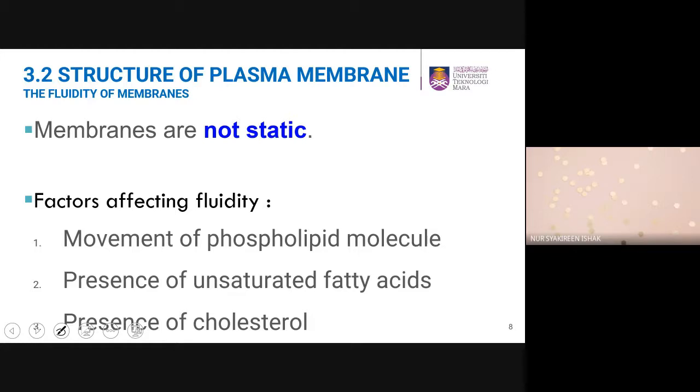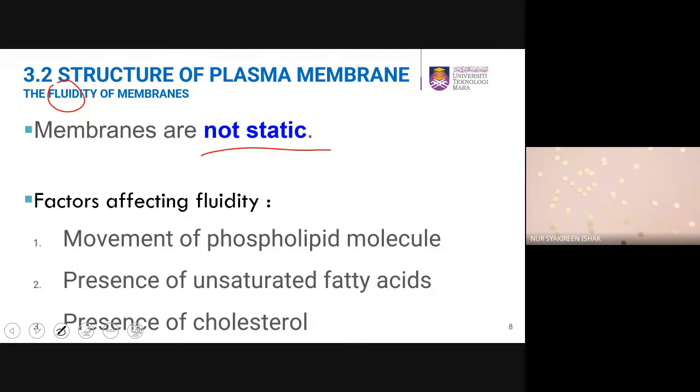You have protein, you have cholesterol, you have glycolipid, you have glycoproteins. So that's why it is called a mosaic. So fluid, because the membrane is not static. The membrane is not static. So there are 3 factors that affect the membrane fluidity.